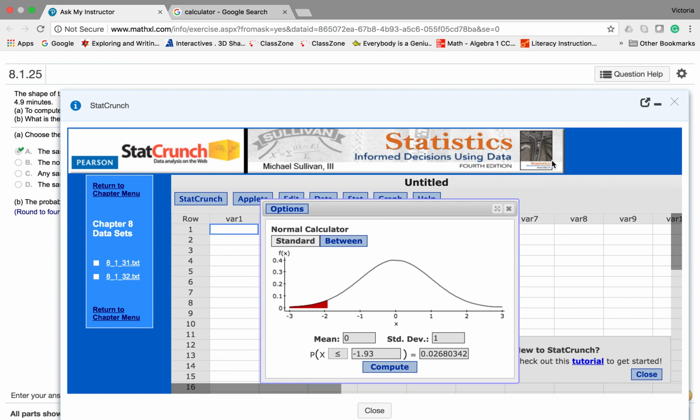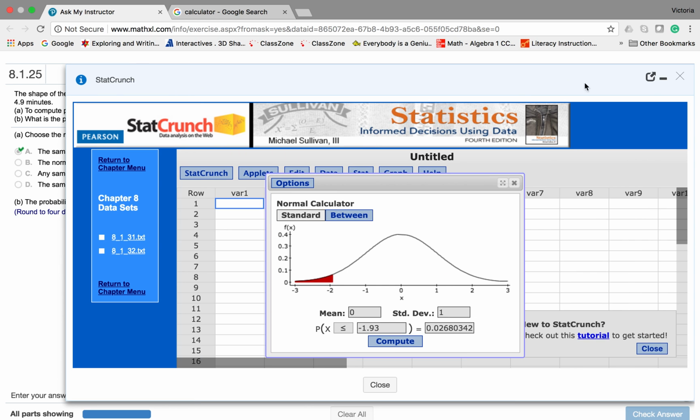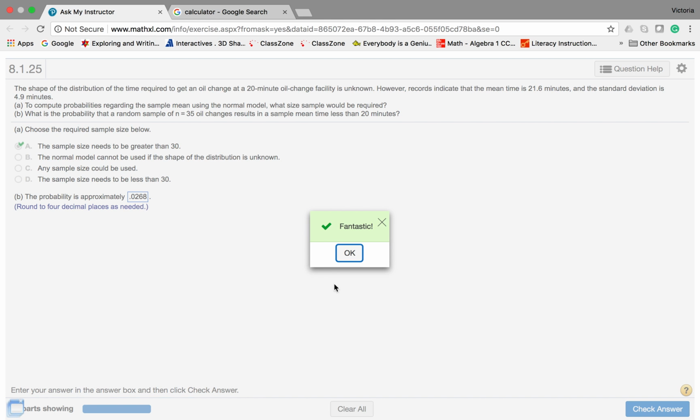I think it was 4 decimal places. Yep, it was 4 decimal places. So 0.0268 looks like my value. 0.0268. And I got it correct.